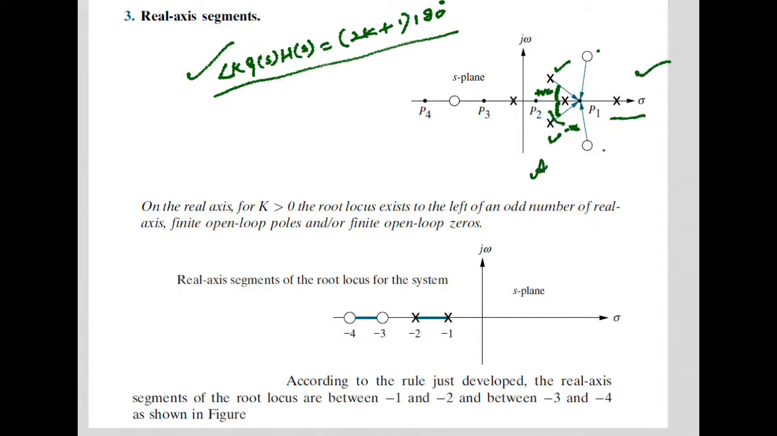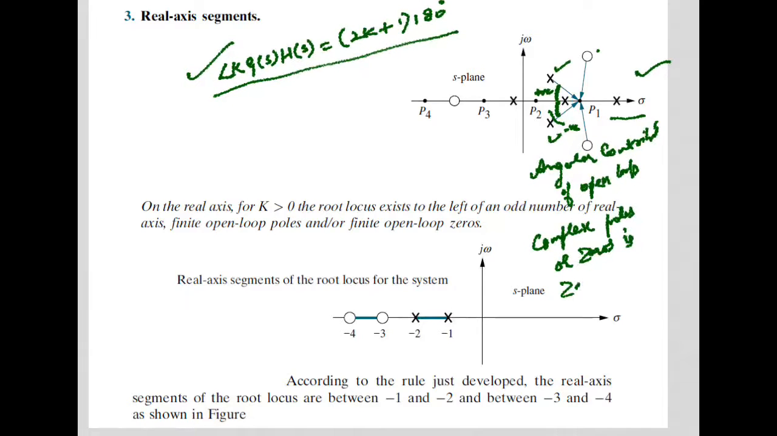That is, the angular contribution of open loop complex poles or zeros is 0.